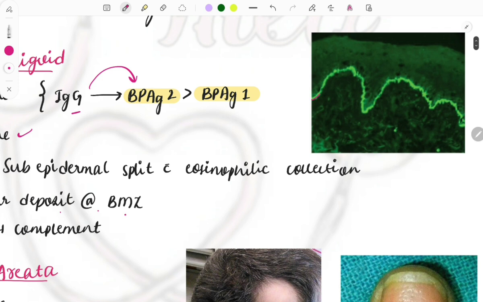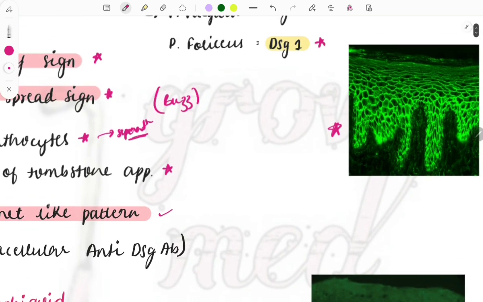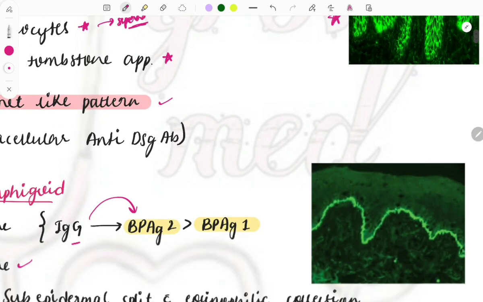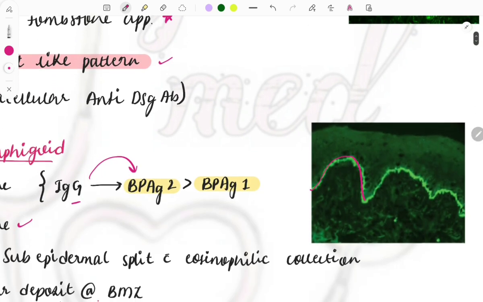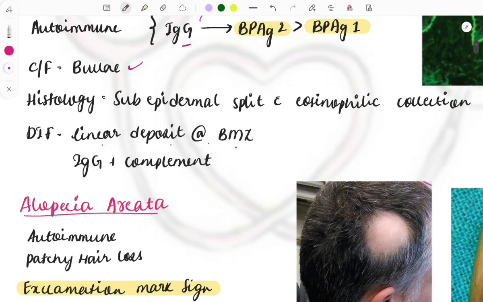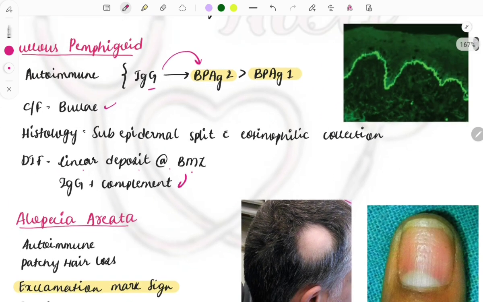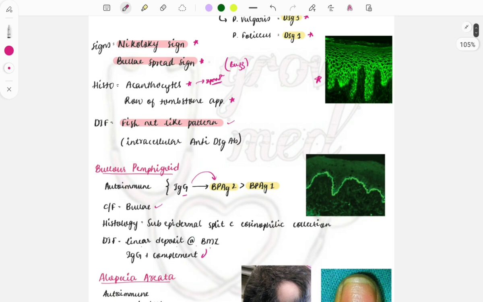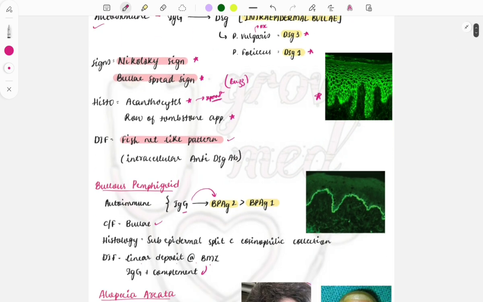As you can see here, these antibodies are deposited in a linear fashion, meaning they are deposited only in one way, unlike this one. Here, everywhere these are deposited giving a fishnet, but in this it is situated only along a single plane, and this appearance is called a linear deposition at the basement membrane zone. And the deposition is mainly made up of immunoglobulin G and the complement proteins. Okay, so complements, and these are the two important images from the bullous and the pemphigus.